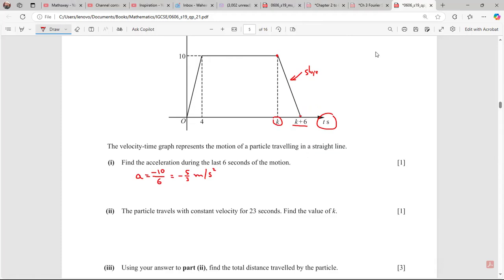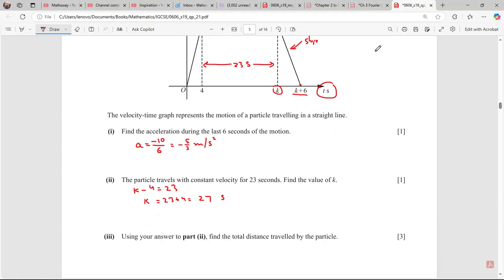Okay, the particle travels with constant velocity for 23 seconds. It means this duration is 23 seconds from here to here. Okay, so we need to find the value of k. So you can see that k minus 4 is equal to 23. So of course, k is equal to 23 plus 4, which is 27 seconds. Okay, this is also very straightforward.